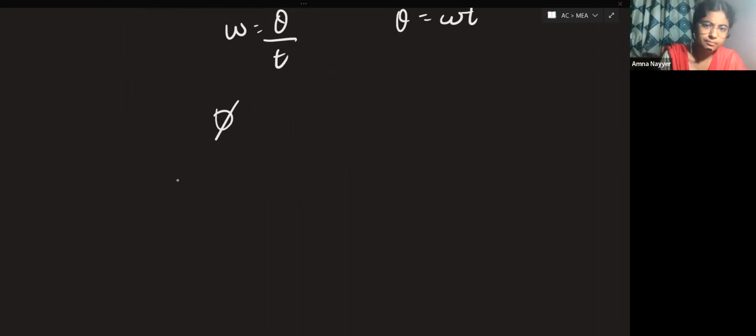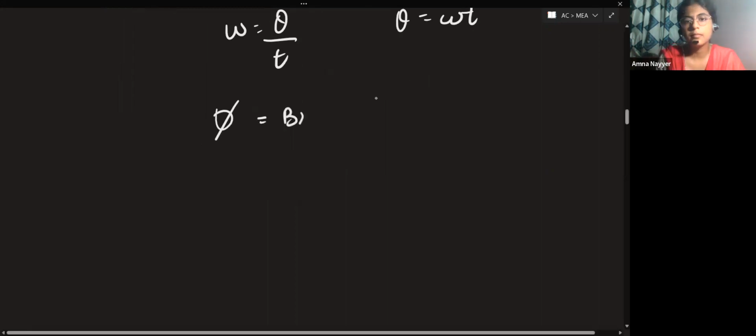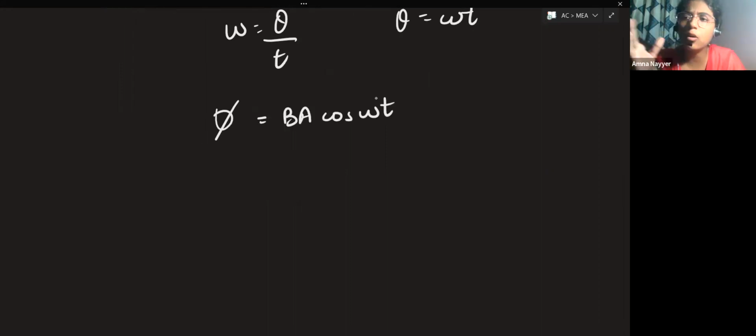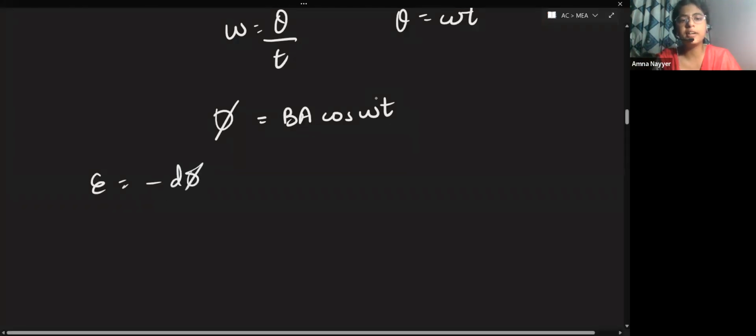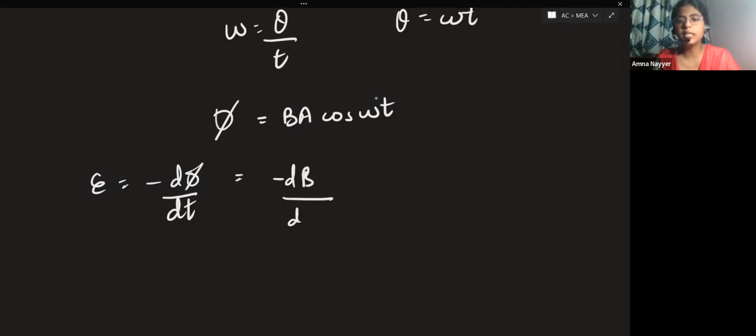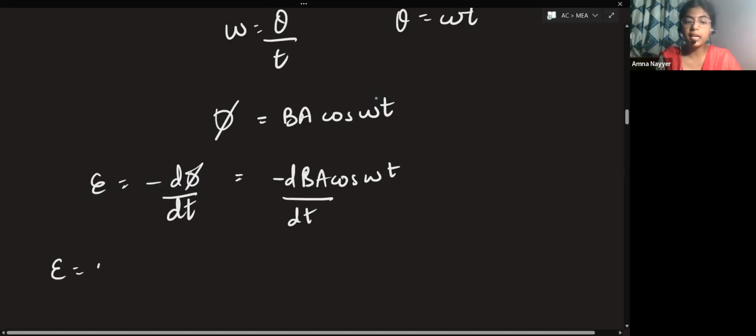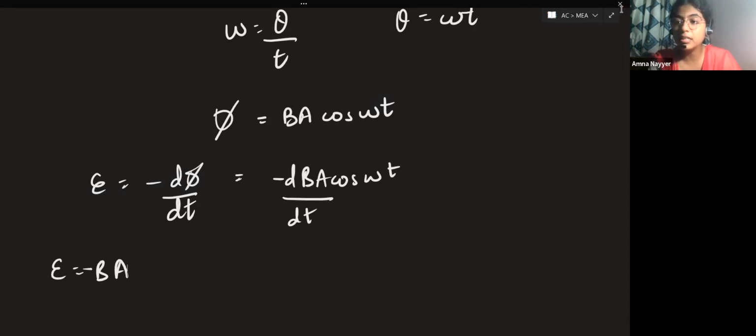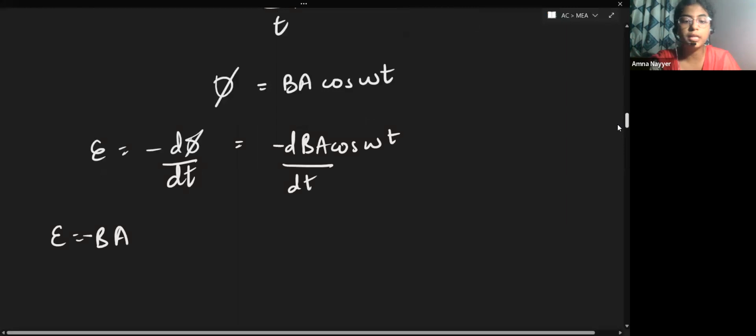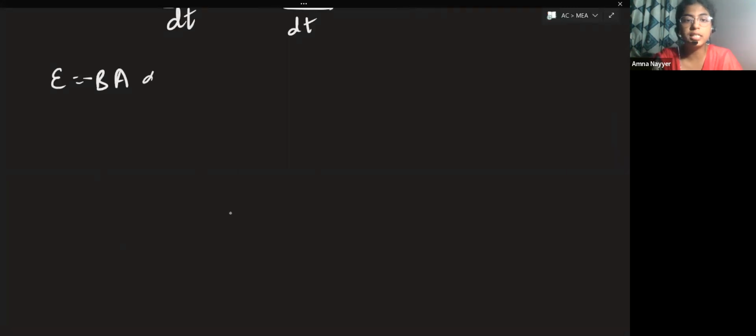Yes, they have come. This is BA cos omega t. BA cos theta, you know, so BA cos omega t it becomes. Similarly, if you write minus d phi over dt for EMF, this becomes minus d over dt of BA cos omega t. Now, BA, both these terms are constant. Minus BA, this is constant. But differentiation of cos omega t. What is left over here?